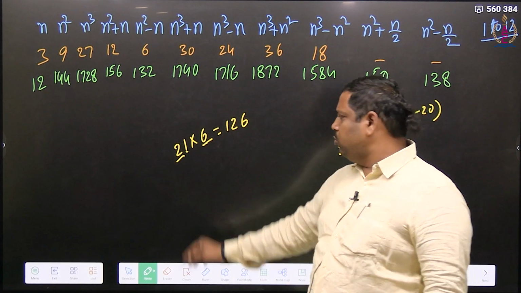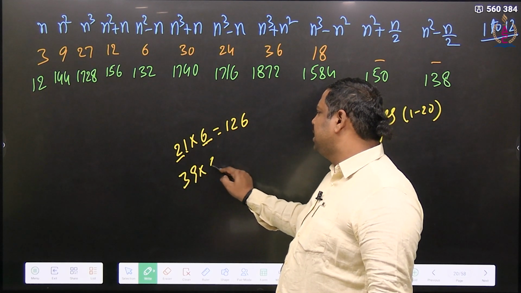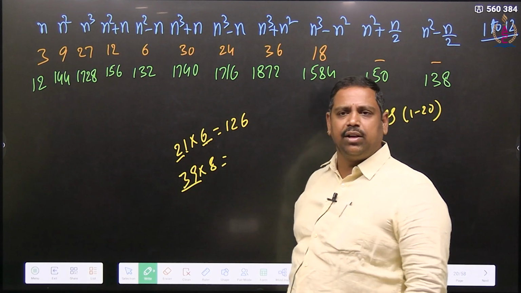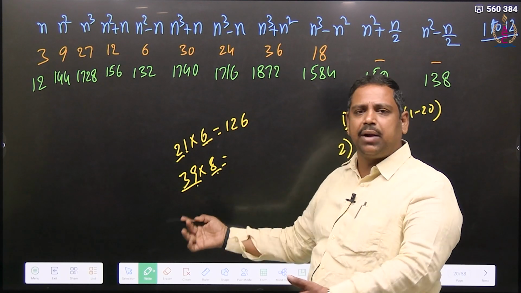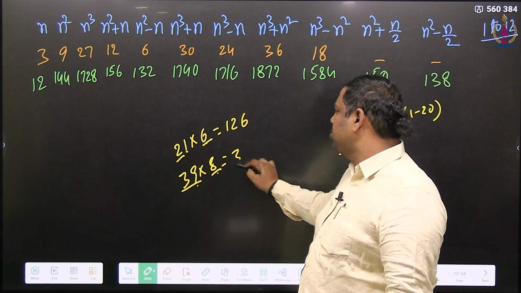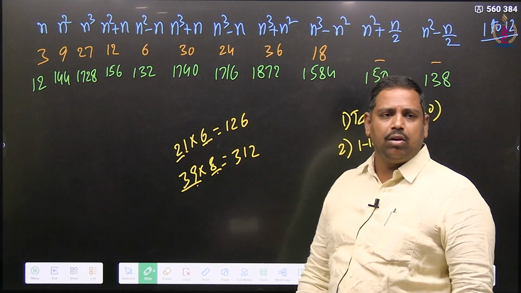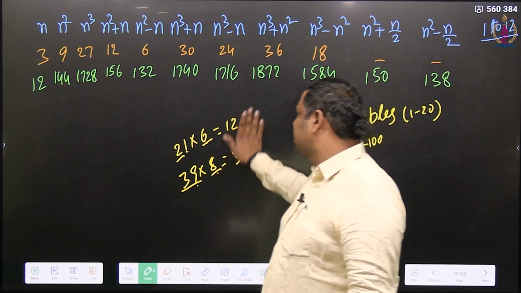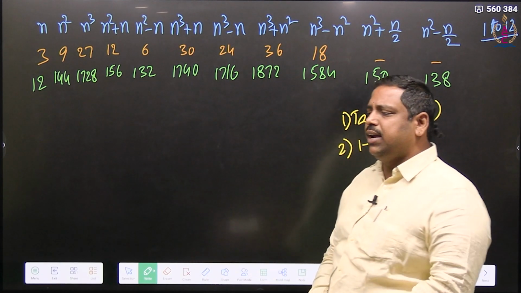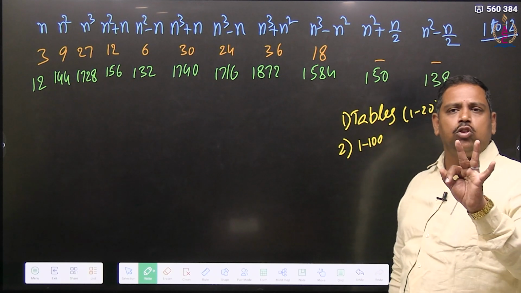So if we give 39 into 8, how much is it? 39 means 40 minus 1. Am I right? 40 8s are 320, 1 8 is 8, I have to subtract. 320 minus 8 is how much? 312. That is the answer. Just do like this only. No need of by hearting. Practice this. Already I have given squares, cubes and powers of 2, right?